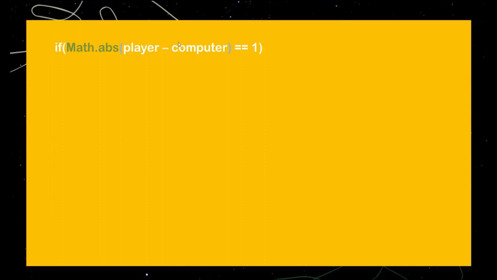But the problem here is that the difference number can be negative and we only want positive numbers. For example, if the player has chosen rock and the computer has selected paper, we have -1 because 1 minus 2 equals -1. So in order to only have positive numbers, we're gonna use a function called math.abs, absolute values.